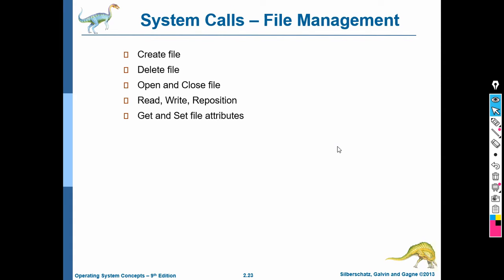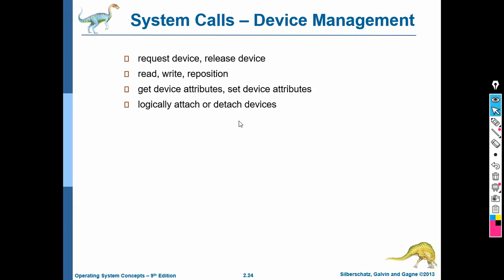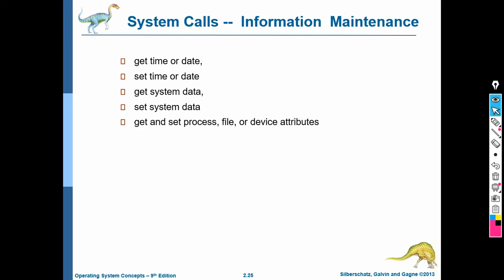Then coming to file management, the different kinds of system calls available here are create file, delete file, open and close the file, read, write, reposition, get and set file attributes. As part of device management, the system calls provided are request device, release device, read, write, reposition, get device attribute, set device attribute, and logically attach or detach services.